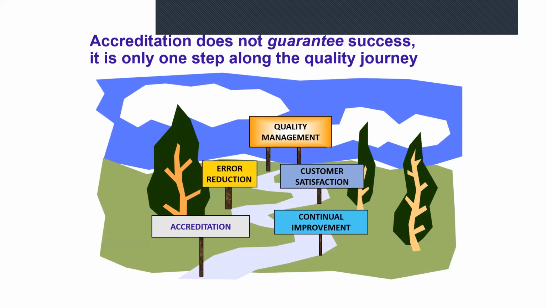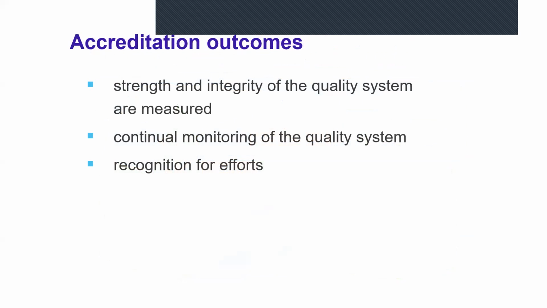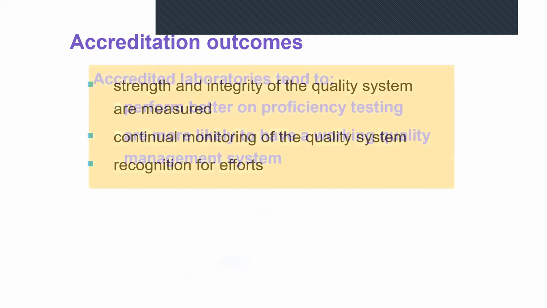So accreditation is obviously a very important process. It's continual, and we are constantly being ready to be accredited. It should be a way to do error reduction. It is a way to do customer satisfaction, and obviously it's all part of the quality management of the laboratory. So accreditation outcomes include strength and integrity of the quality system, continual monitoring of the quality system, and recognition of the efforts that you're doing.